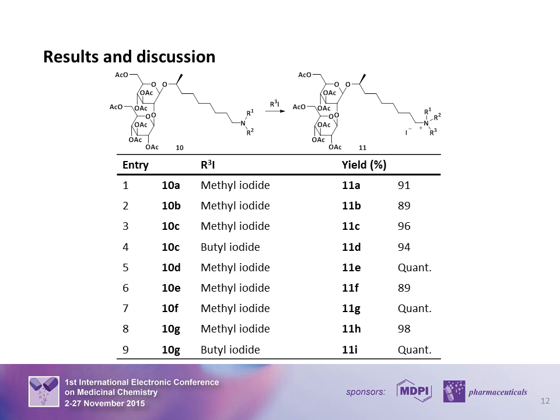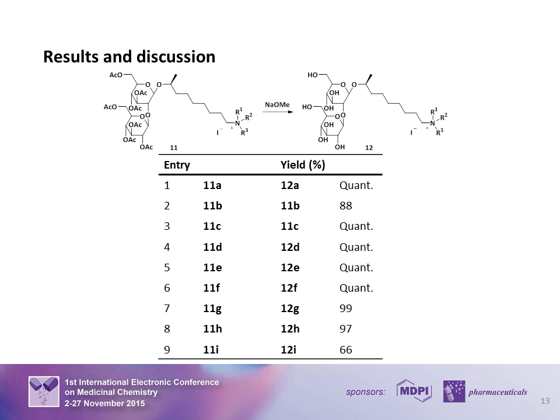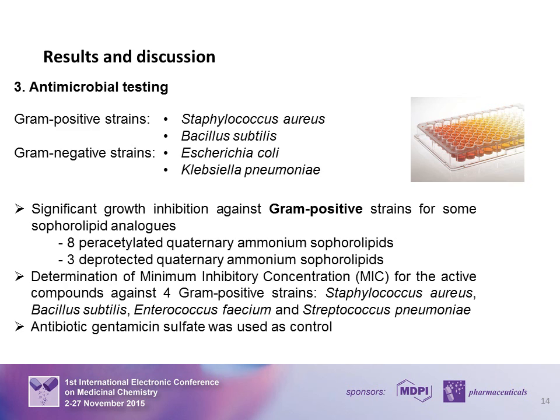The sophorolipid amines were then transformed into the desired sophorolipid quaternary ammonium salts through a quaternization reaction with an alkyl iodide. All derivatives were obtained in almost quantitative yields. Finally, the sugar head is deprotected through a transesterification reaction. Also here, almost quantitative yields were accomplished for all derivatives.